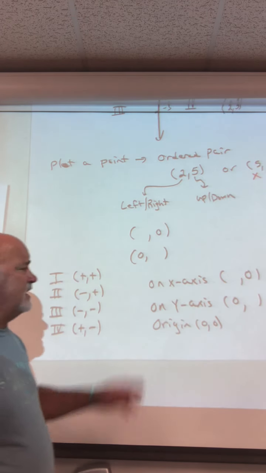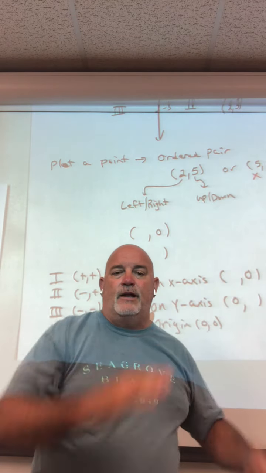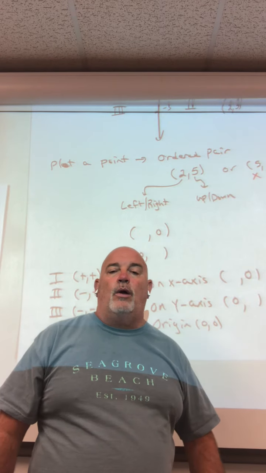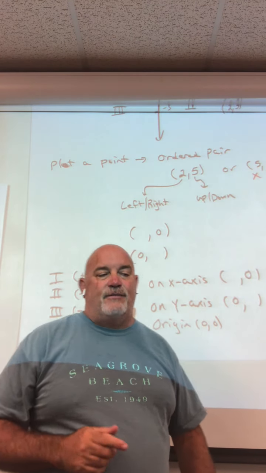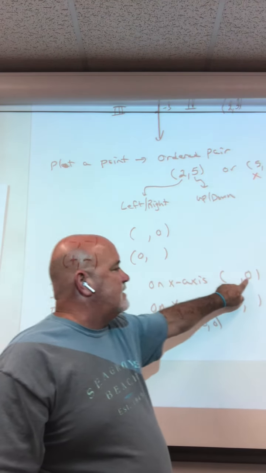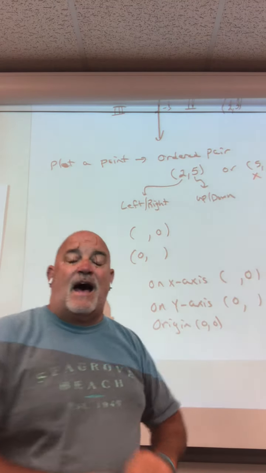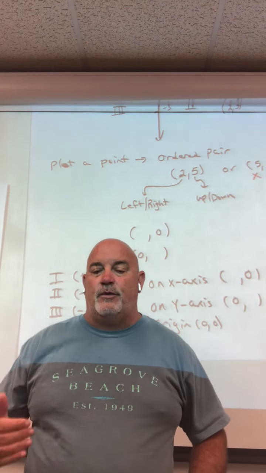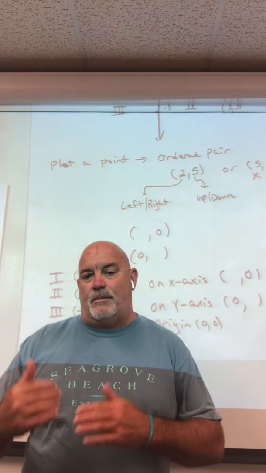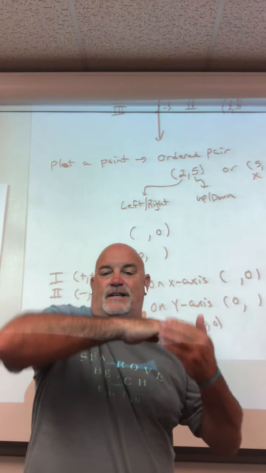Now, I said a while ago, if you're on the x-axis, you're not in a quadrant. However, if you're on the x-axis, all of those ordered pairs have something in common, and it's this. If you're located on the x-axis, the second number is 0. So like (5, 0), (-3, 0), (8, 0), (-1, 0). Anything, 0 stays on the x-axis.